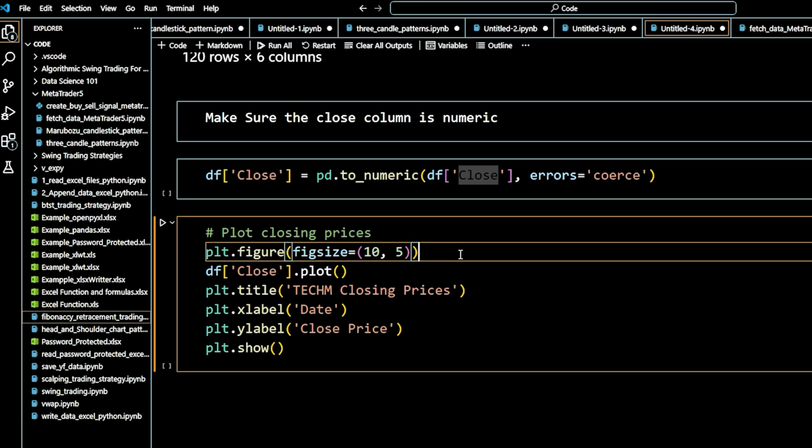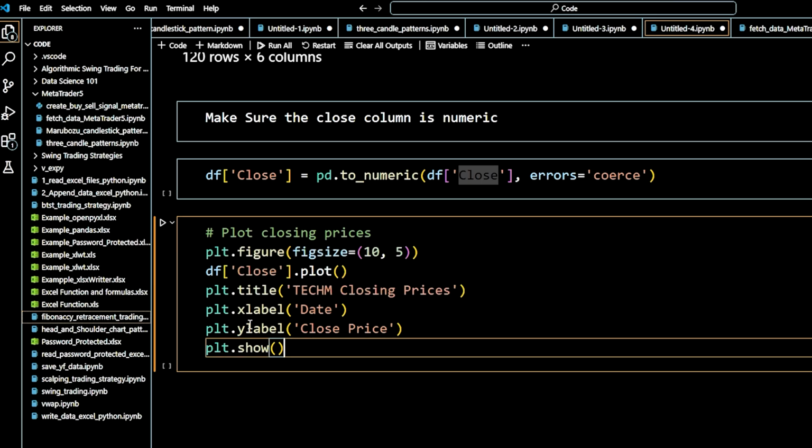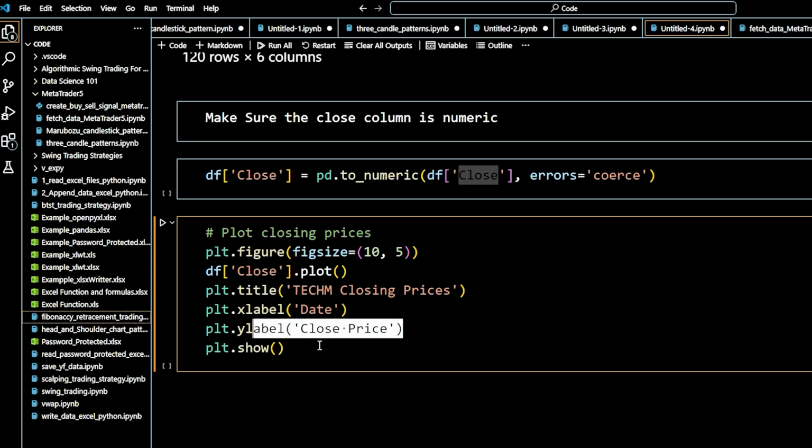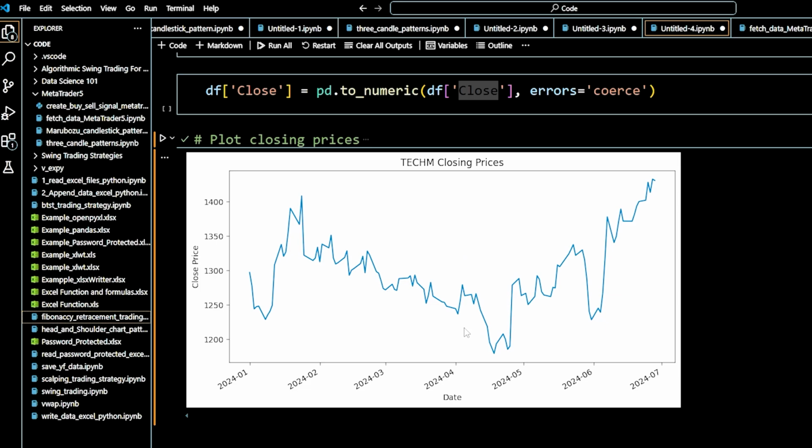So we have the figure, which is the figure size. We are plotting the close, and then Tech Mahindra close price will be the title, X label is date, Y label is close price, and then show. So this is how the graph will look. If you see over here, in the last couple of months we have a downtrend and then an uptrend, then there was a sideways movement as well, but let's see.